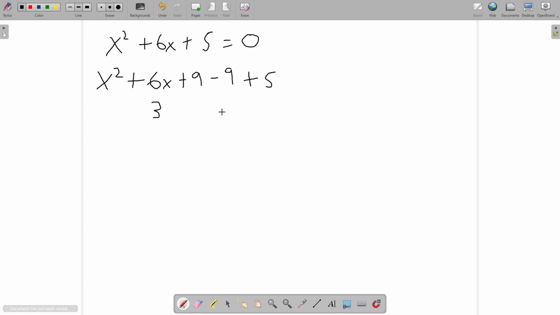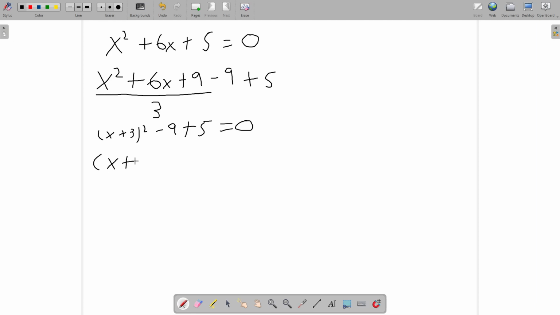Now, as we can see, we saw this before. This is what we had previously. This just simplifies to x plus 3 squared. Then we have minus 9 plus 5 equals 0. We continue. X plus 3 squared minus 4.